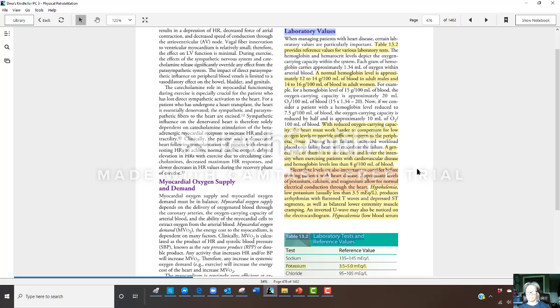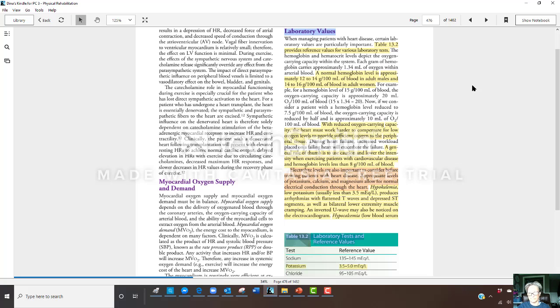Electrolyte levels are also important to consider before treating patients with heart disease. Appropriate levels of potassium, calcium, and magnesium allow for normal electrical conduction through the heart. Hypokalemia, low potassium, usually less than 3.5 mg, produces arrhythmias with flattened T waves and depressed ST segments, as well as bilateral lower extremity muscle cramping. An inverted U wave may also be noticed on the electrocardiogram.